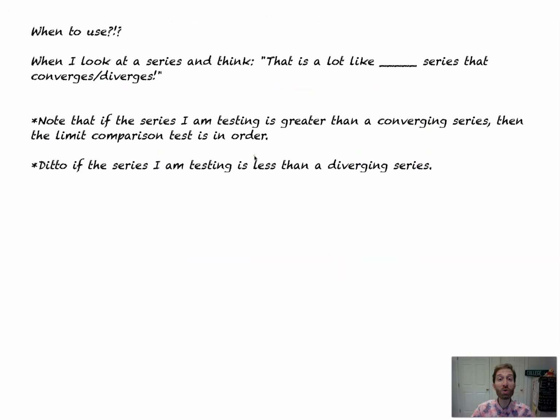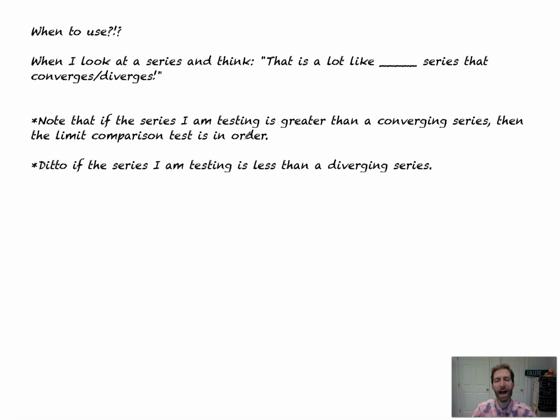So when to use it? Well, when I look at a series and think that is a lot like whatever series you're currently working on, a lot like this current series that converges or diverges. So you're looking at that and you're like, whoa, this series looks like that converging geometric series. Maybe it compares well to it. When you say the words "it's a lot like," you're comparing. You're kind of giving yourself the answer there, right? Comparison test.